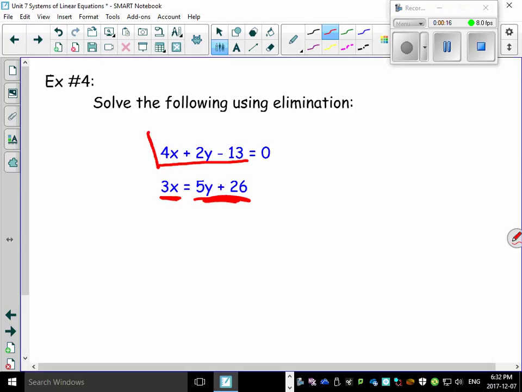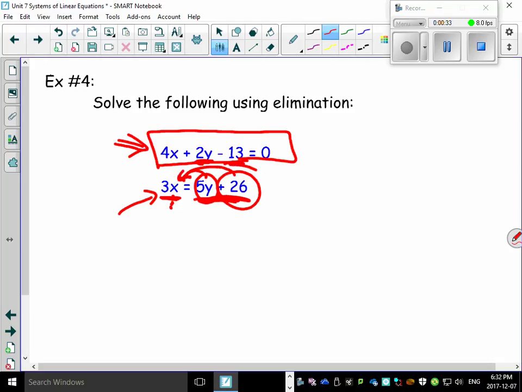So you know what? Let's leave this like this. That's fine. Let's play around with this to make it look the same style as this. So we want x's up front, like we've got here. We want to take this y, move it onto the other side so it lines up with this one. And we want the 26 over onto the other side so it lines up with the 13. So here we go. I'm just going to write this 4x plus 2y minus 13 equals 0. I'm going to leave it right there.